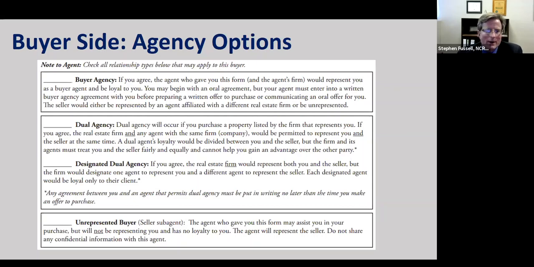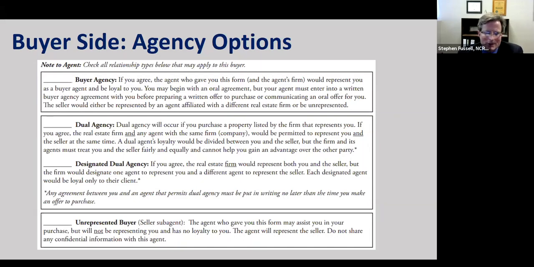Moving on to the final category in the agency relationships, when you're communicating with a buyer, this last category would be for seller sub-agency. This is where you as a broker are representing the seller, and an unrepresented buyer contacts you, possibly from your for sale sign on a property, or possibly you're doing an open house. And this form specifically instructs the buyer that the agent who gave this form to the buyer may assist the buyer in the purchase, but will not be representing the buyer and has no loyalty to the buyer.